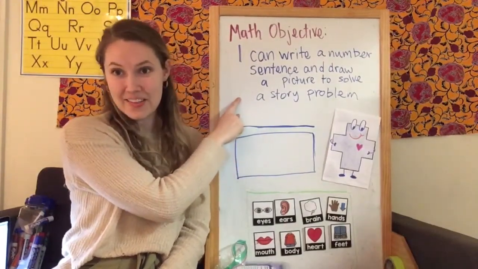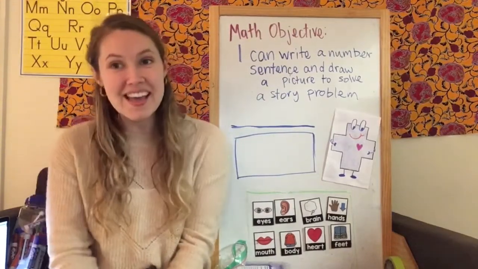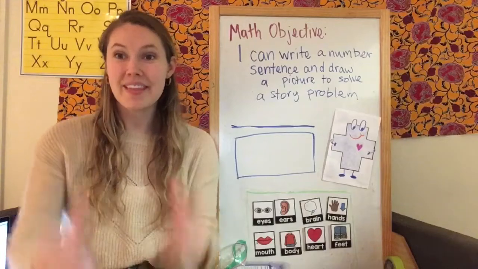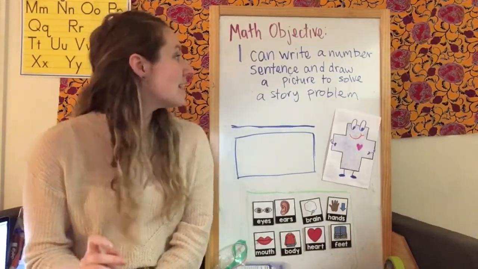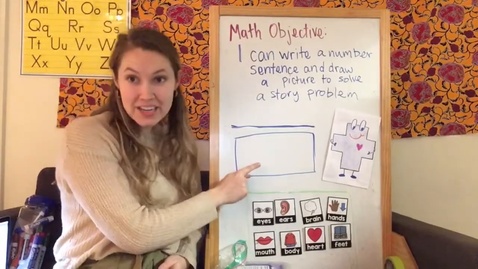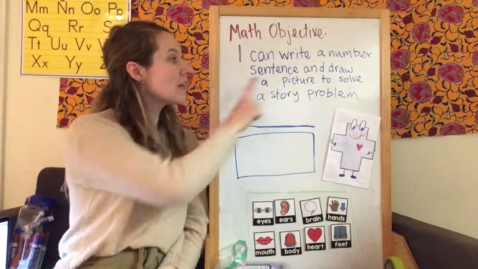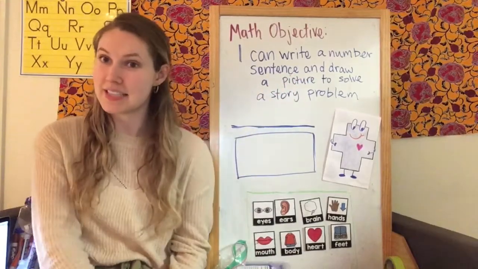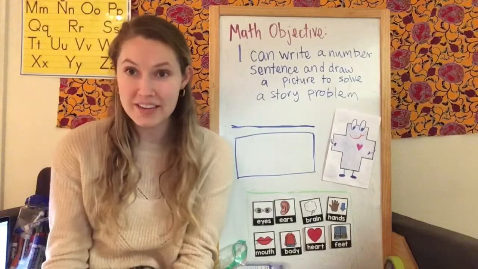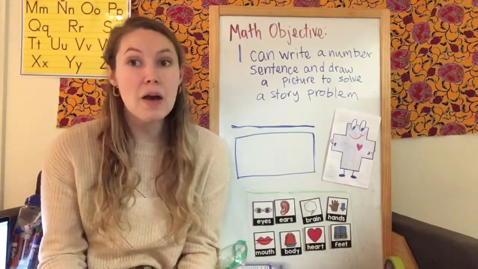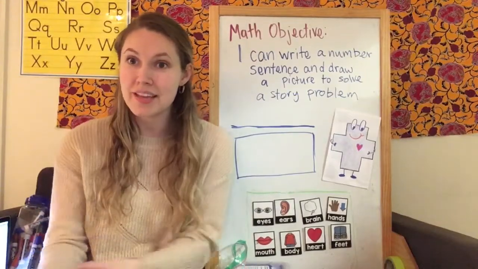Let's all say it together. Objective is what we are going to learn. I can write a number sentence and draw a picture to solve a problem. Ooh, so we already know about writing number sentences. That's something we've been doing for the last few weeks. But our new strategy that we're going to learn today is how we could also draw a picture to help us with our story problems.